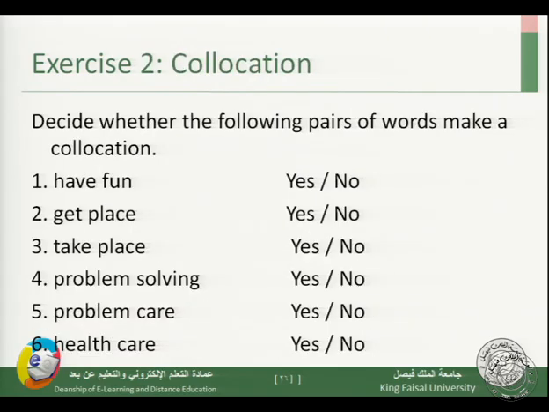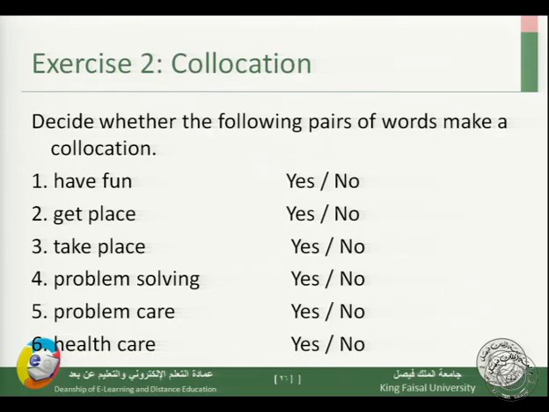Moving on to the second exercise, which is about collocation. Decide whether the following pairs of words make a collocation. We said that collocation is two words that appear habitually together. So if we see them, they don't look unusual to us together. They usually keep company. We see them regularly appear in different uses of language.